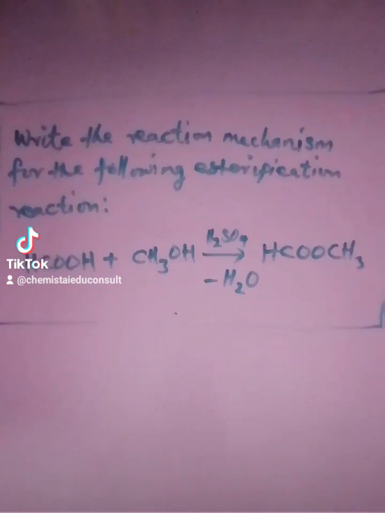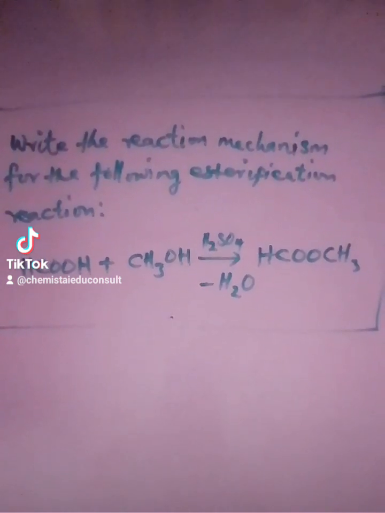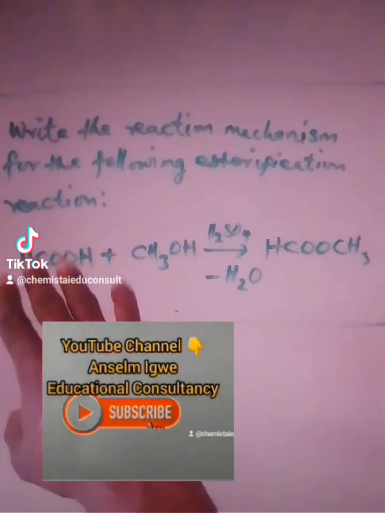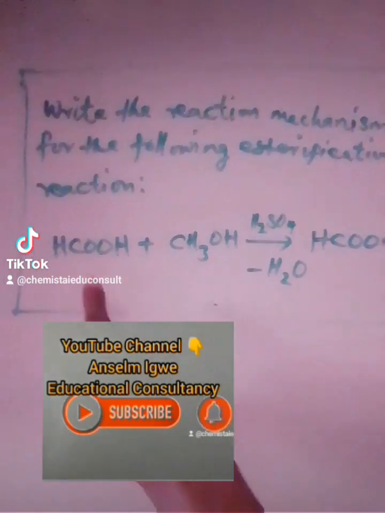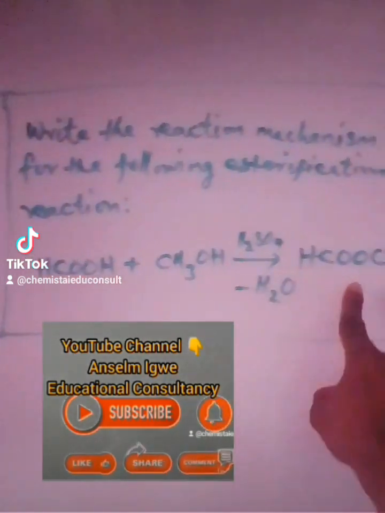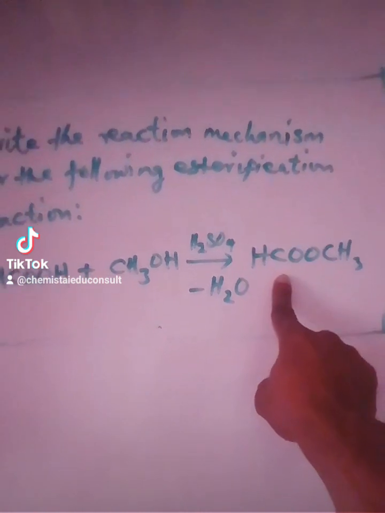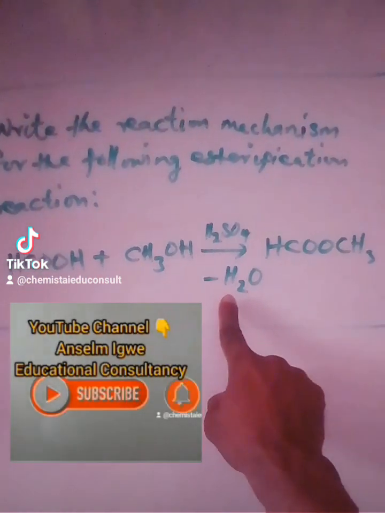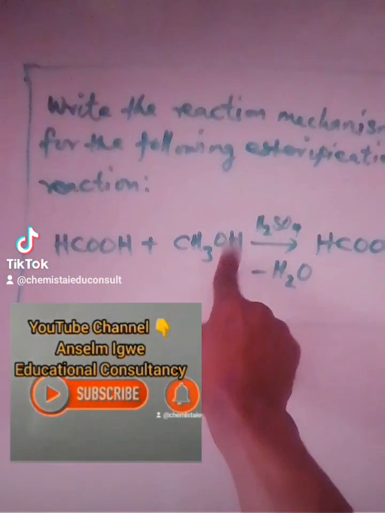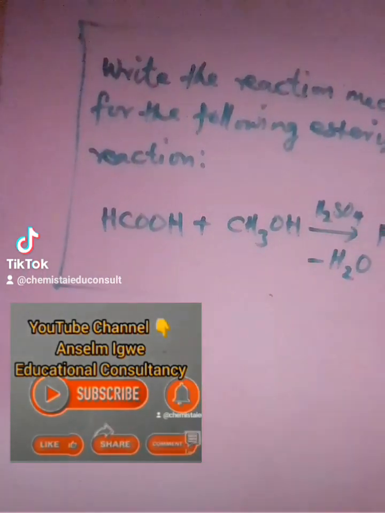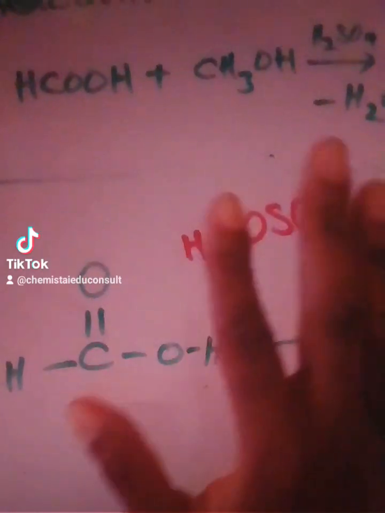We are asked to write the reaction mechanism for the following esterification reaction. We are going to show the step-by-step processes that converted this methanoic acid to methyl methanoate with loss of water when it reacts with the methanol. So I'm starting with this methanoic acid. Remember, this is an acid-catalyzed reaction.